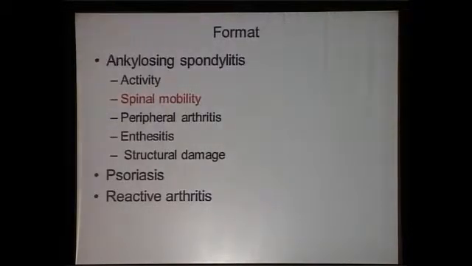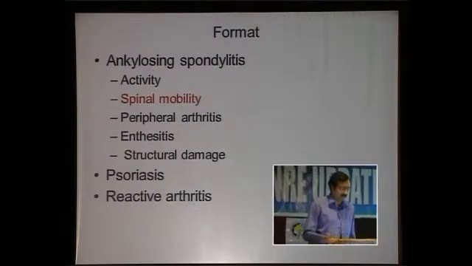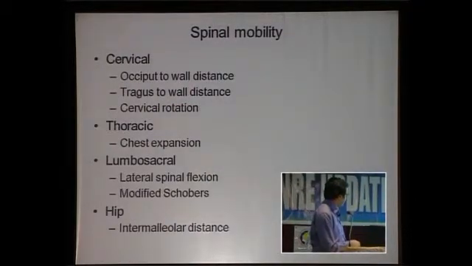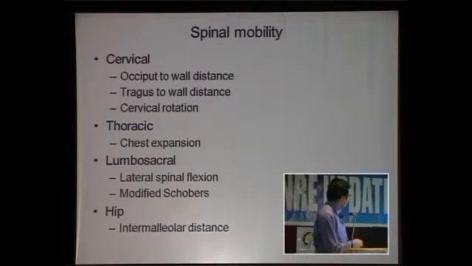And so coming to the second thing, which is spinal mobility. As we know, spondyloarthropathy affects mainly the spine. At every level it affects, starting from the cervical, thoracic and lumbosacral spine. In the cervical spine, you assess the mobility by occiput to wall distance, tragus to wall and cervical rotation. In the thoracic spine, you do it by chest expansion. In the lumbosacral spine, you do it by lumbar lateral spinal flexion and modified Schober's. And for the hip, you do it by intermalleolar distance.